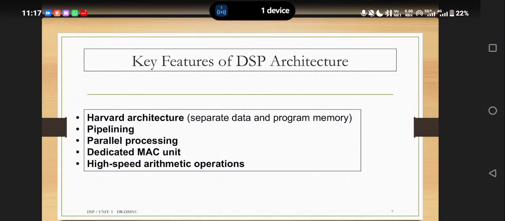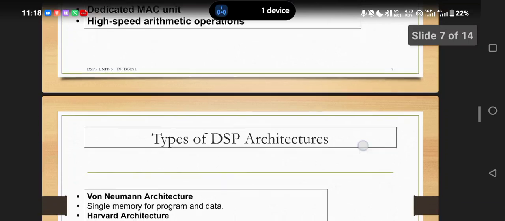Key features of DSP architectures are Harvard architecture, that is, separate data as well as program memory are available, pipelining feature, parallel processing, dedicated MAC unit, and high-speed arithmetic operations.